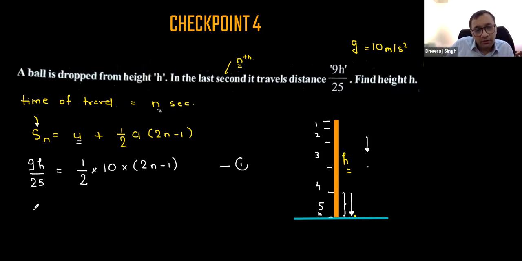Second equation will be what? Everyone, what will be my second equation? Any guesses? Correct. I am going to use s equal to ut plus half at square. So if I write h instead of s, u is zero, half 10 into n square.